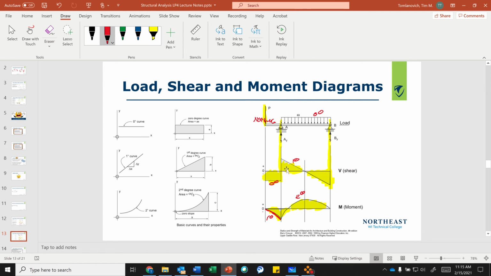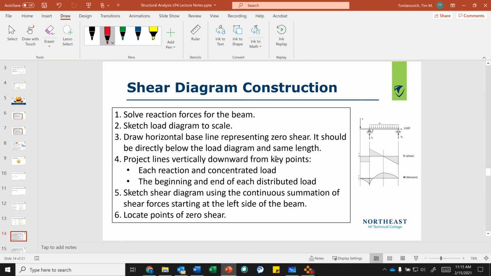All right. So 0, 1, 2. So rectangle, 0 degree, triangle, 1 degree, parabola, 2 degree. Okay. And so shear diagram construction: solve reaction forces for the beam. So you're doing that same step.